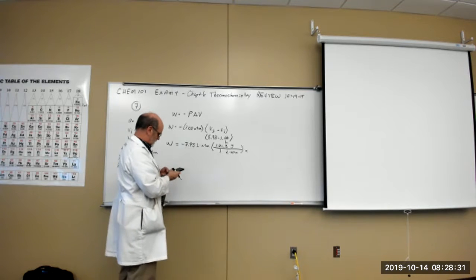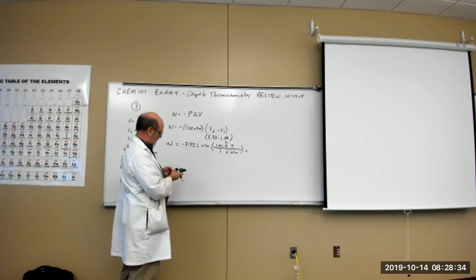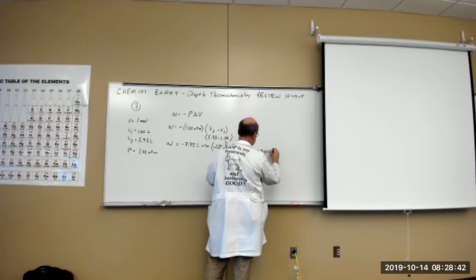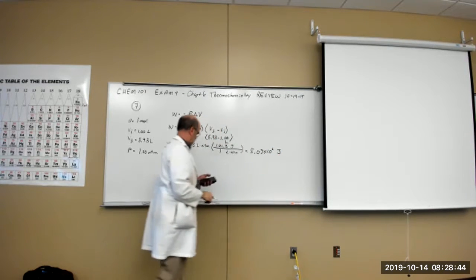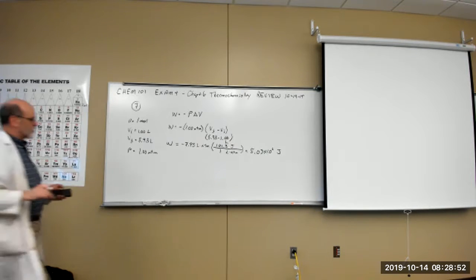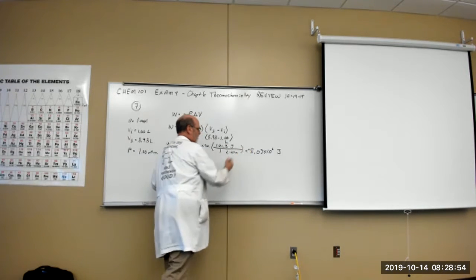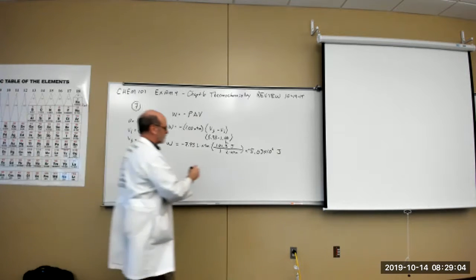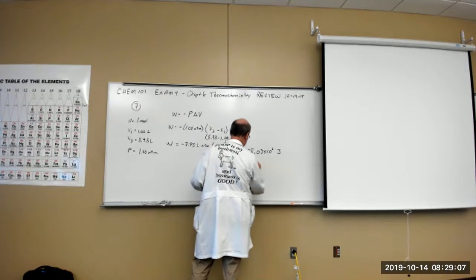Okay, so now we have 7.93 and 101.3. So that's 8.03 times 10 to the second joules. Is that one of our answers? Did you make sure it was negative? Yeah, it should be negative. All right. Okay, it's given in standard notation. So the answer is going to show up like this.